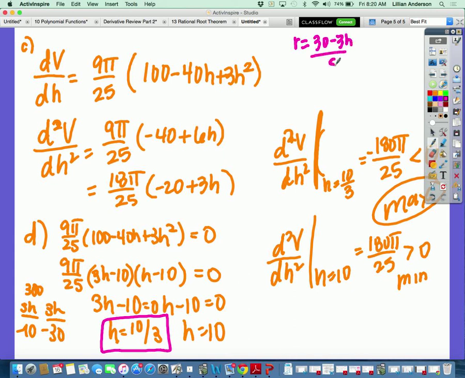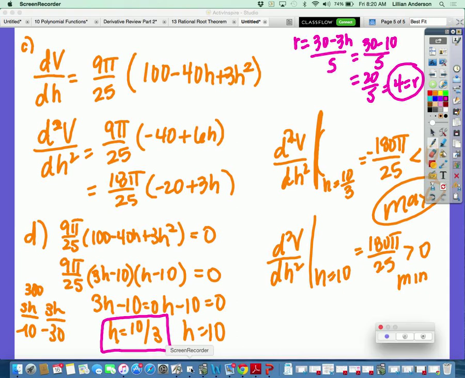So then to find your radius, you go back to that very first part where you found an expression for the radius, and you plug in. So 30 minus 3 times 10 over 3, which is 10, over 5. 20 over 5 is 4. So your radius is 4. Now, optimization problems do take some time and some practice. So what you're about to do is a few practice problems. Let me know if you have any questions.